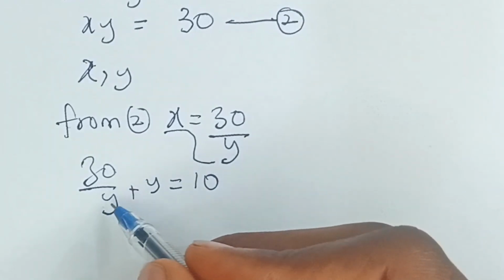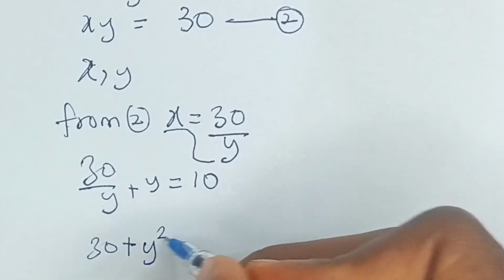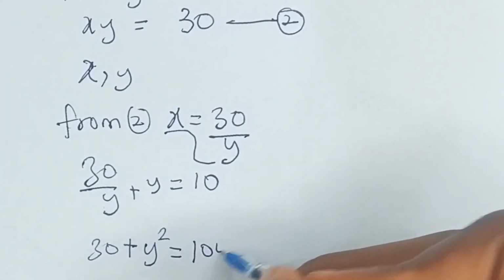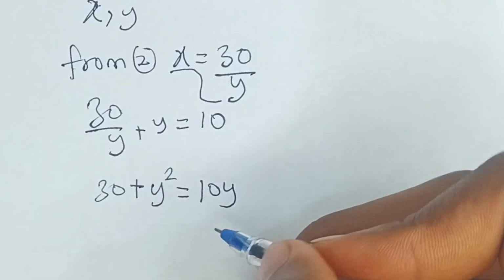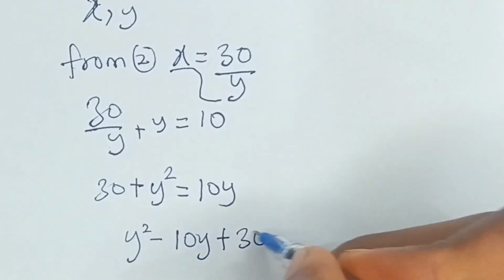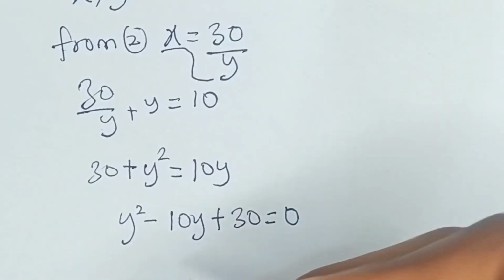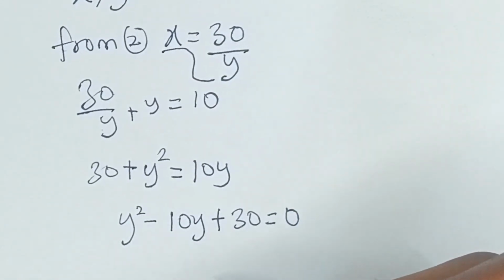Multiplying each term by y, we have y times this is 30, plus y times y is y squared, plus 10 times y is 10y. Hence, we have here y squared minus 10y plus 30 is equal to 0. Okay. Now, from here, let's solve this using the quadratic formula.